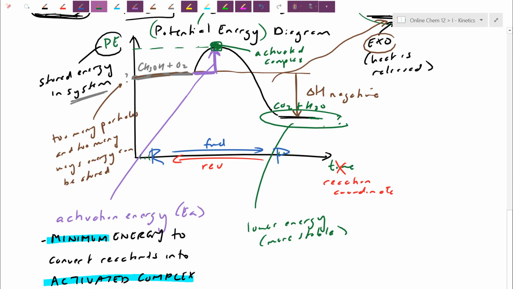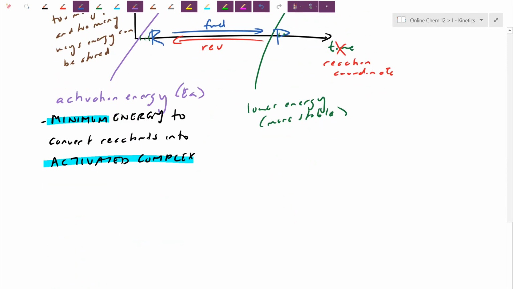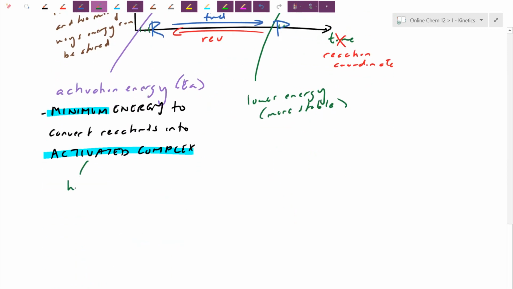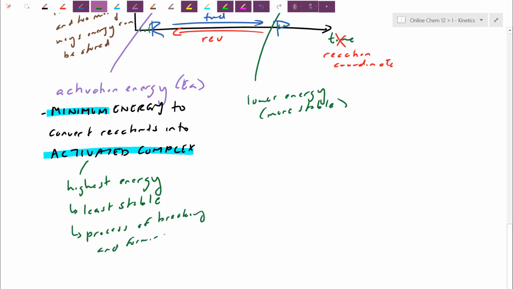We wanted low energy to be stable. This is the highest energy in the whole reaction, so this is going to be the least stable. The activated complex here is the highest energy on the diagram. Highest energy refers to it being least stable, and the reason why it's least stable is that it's in the process of breaking and forming bonds.